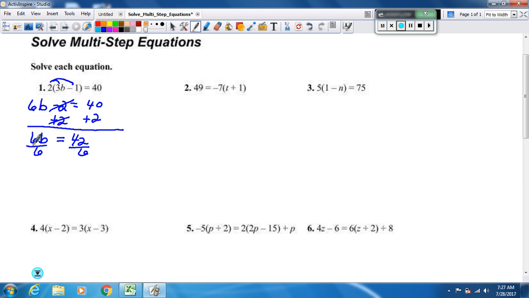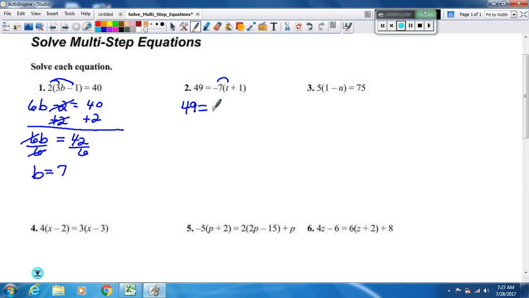Now there's a rule in math that with fractions, top can cancel with bottom if it's the exact same thing. So the 6 on the top cancels with the 6 on the bottom. b equals 42 divided by 6 is 7, and that one is finished. Number 2, bring down the 49 because you have to deal with the parentheses first. Bring down the equal, then distribute.